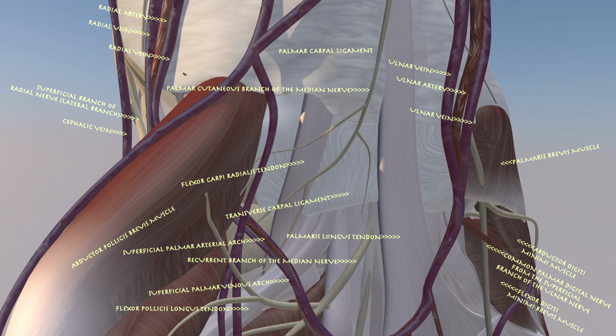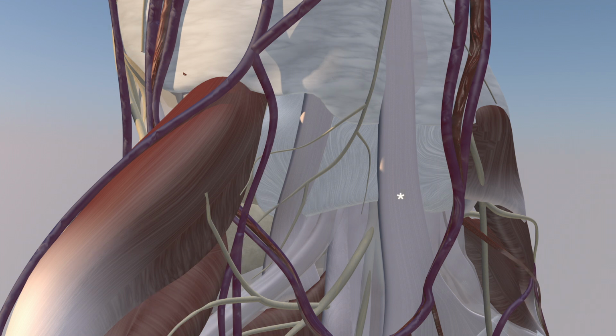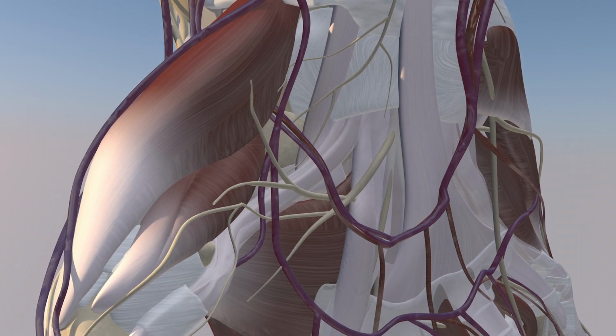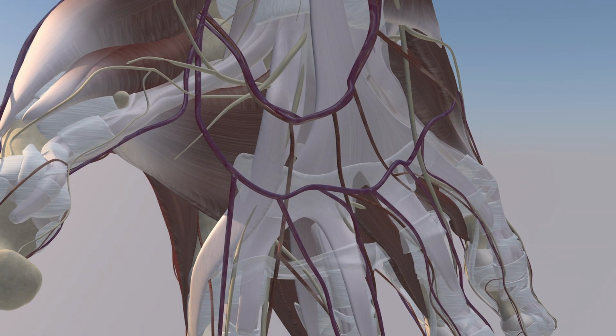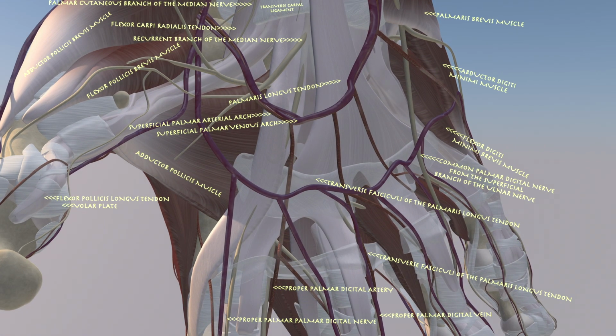Here again, we're getting a look at the abductor pollicis brevis muscle, part of the thenar musculature. Also see the palmaris brevis muscle at the ulnar base of the hand. Appreciate the palmaris longus tendon, that superficial tendon, which essentially spreads out distally over the 2nd through 5th digits, and it blends in with the palmar aponeurosis.